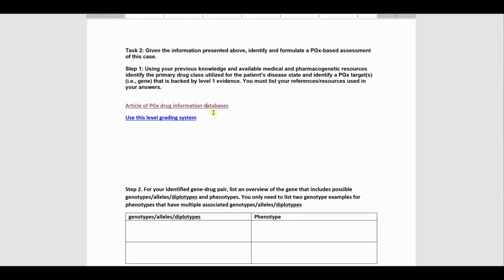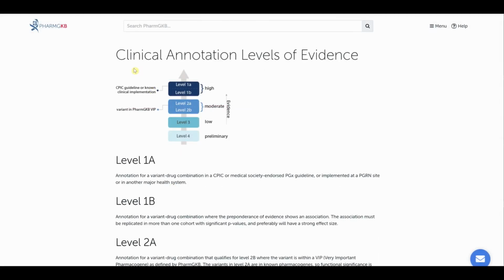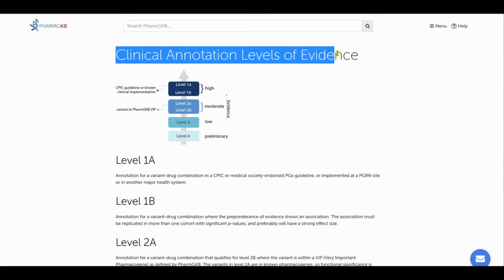So we just looked at articles on pharmacodrug information databases. Now let's use this level grading system, because I asked you to only pick a gene-drug pair that's backed by level 1 evidence. So let's go see what that means real quick. The link I gave you here was to PharmGKB itself, and it really explains their clinical annotation levels of evidence that those PhD scientists assign to every single data piece that comes through PharmGKB.